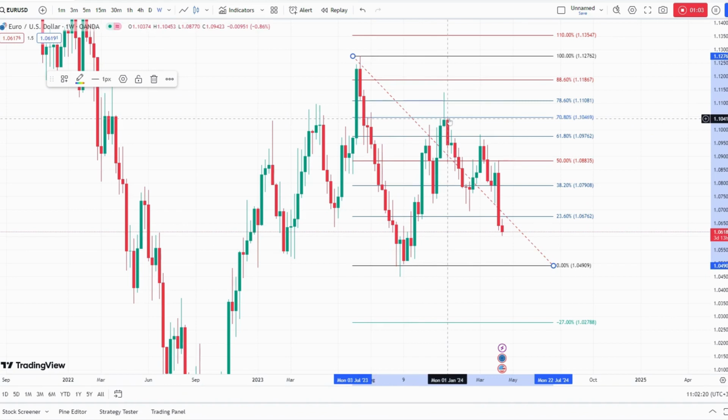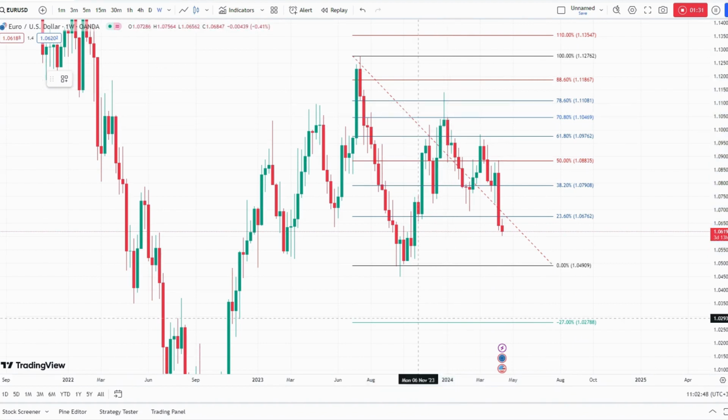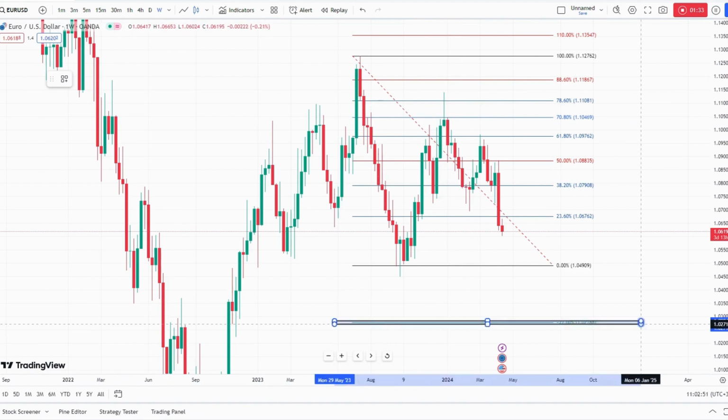I know some of you might not be using 70.8, but I love using 70.8 as it is the middle point between 61 and 78, because at times you'll find that the market is just in the middle. So I love using this point. The take profit for 70.8 is usually negative 27, just like 78.